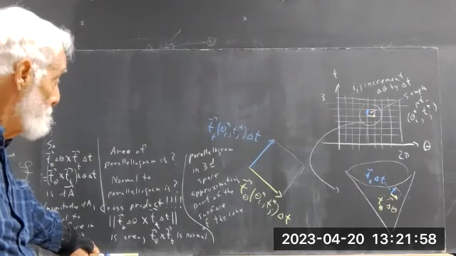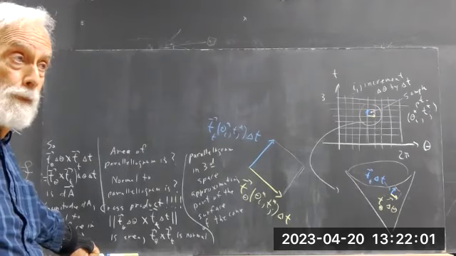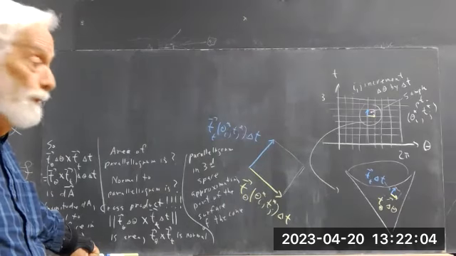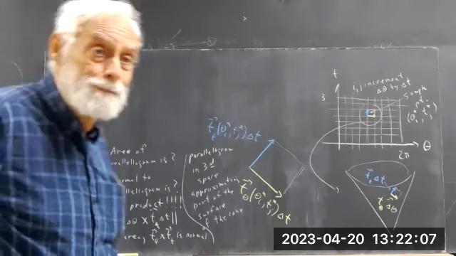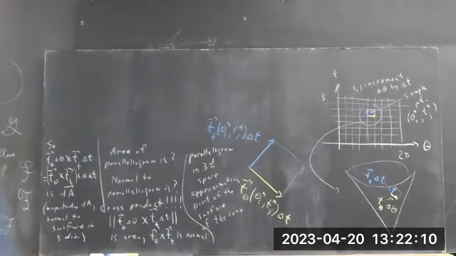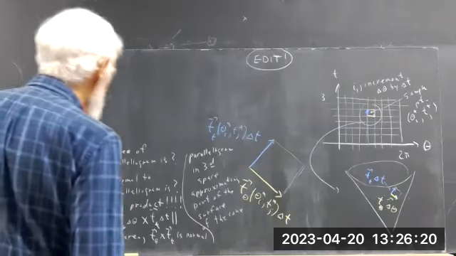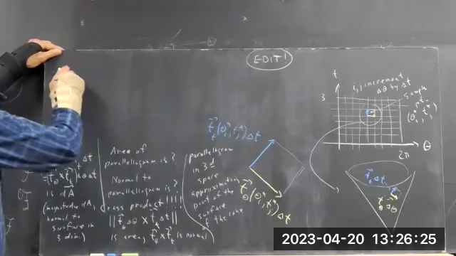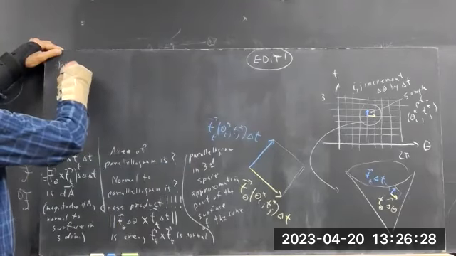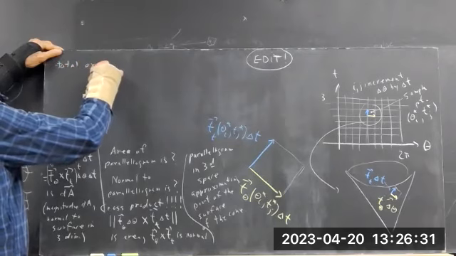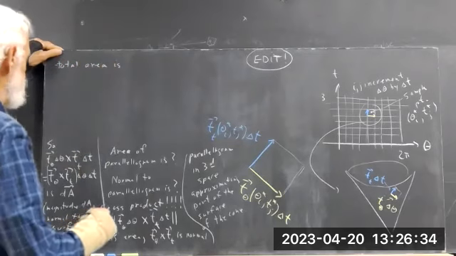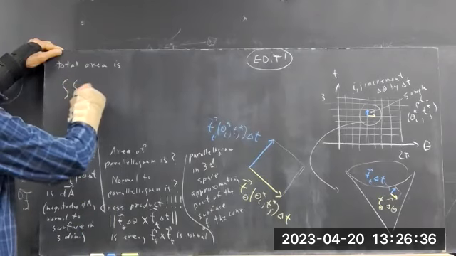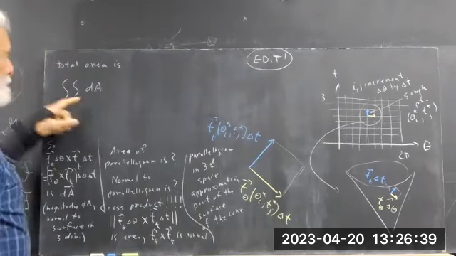So what's the integral for the area of this cone? Okay, what are we going to do? Well, the area. Double integral of the area increment.